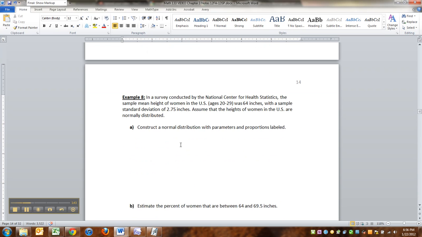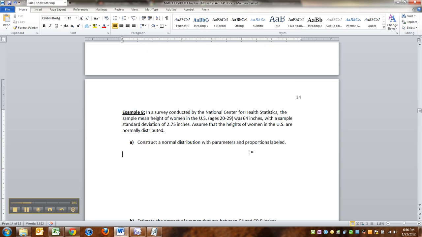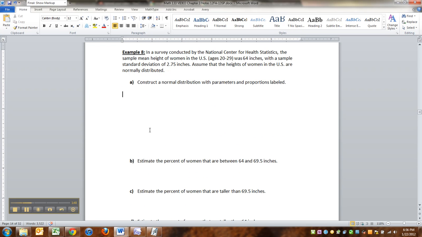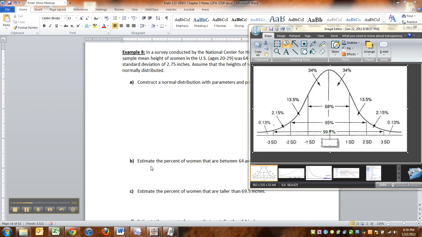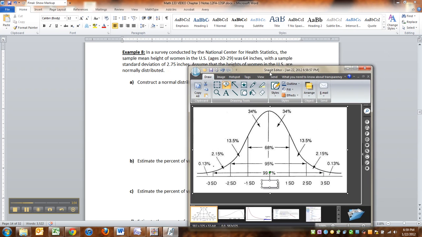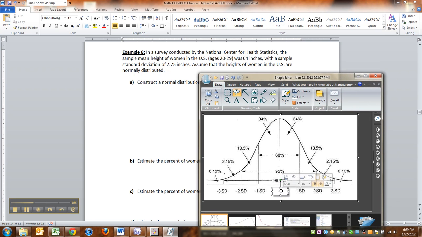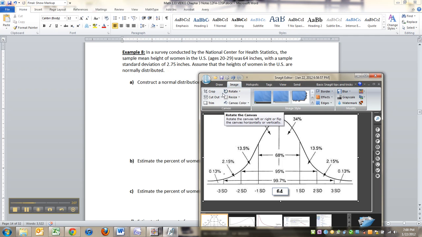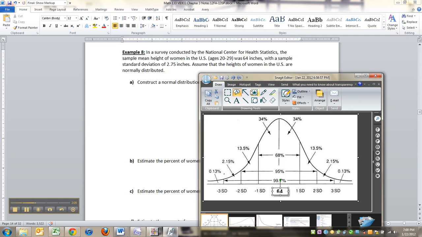Okay, so we're going to construct a normal distribution with parameters labeled and proportions labeled. I'm going to go grab that from the internet, and I'll be right back. Hold on one second. All right, here we go. Never mind what program I'm using. Well, I'm using something called Snagit, if you want to know. It's a very simple program to use. Love it. I grabbed a picture from the internet, and of course, you will just draw it by hand. That's what I do most of the time. Oops, hold on one second. There we go. Now I got them all in there.